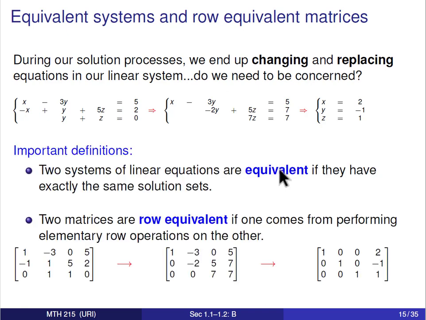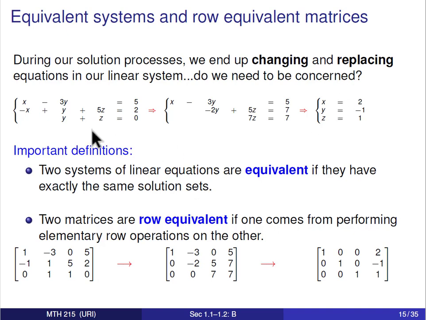One important definition to make here is that two systems of linear equations are equivalent if they have exactly the same solution sets. So these systems of equations are not equal, they're not identically the same, but hopefully they're equivalent. Hopefully the solution to this last one, which we see spelled out there, actually is equal to the solution to the first system.